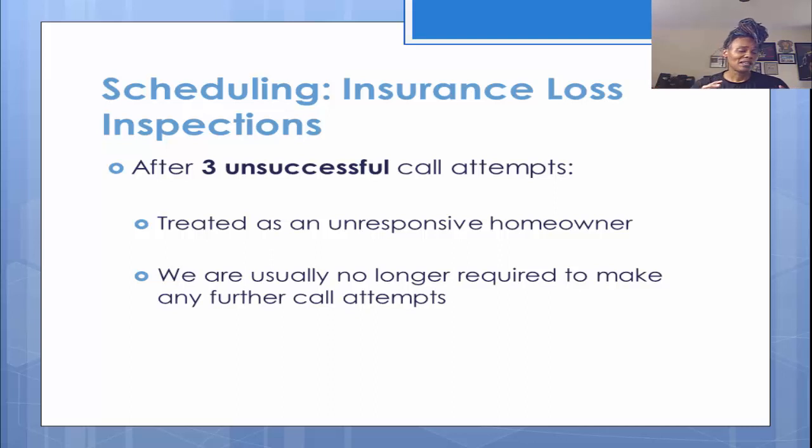After 3 call attempts, if you have not been able to reach a homeowner, basically they're treated as an unresponsive homeowner. From that point, we're usually not required to make any more call attempts. So after 3 unsuccessful attempts, and that's usually the baseline.